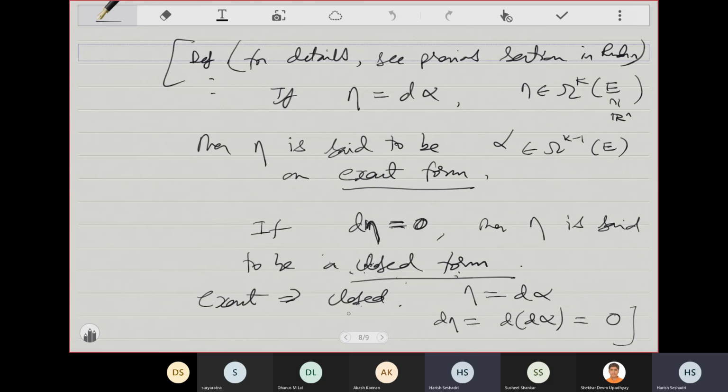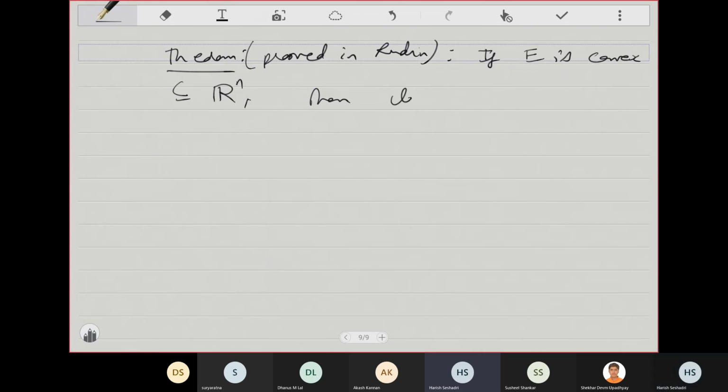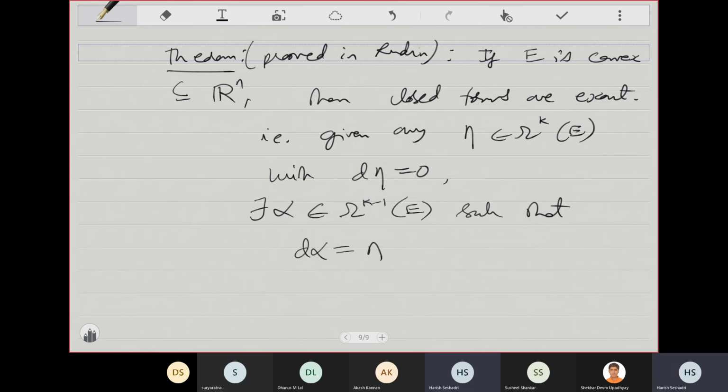Here we are saying that exact forms are closed, but if E is convex, then closed forms are exact. I.e., given any eta in omega k of E with d eta equal to 0, there exists alpha in omega k minus 1 of E such that d alpha equal to eta.